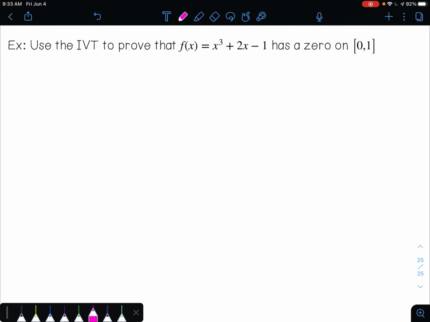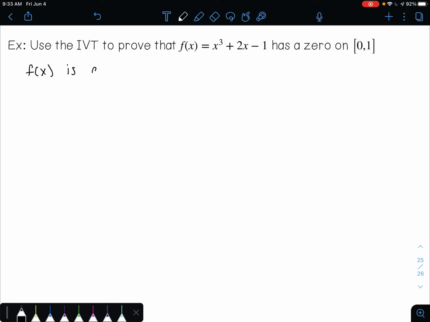So let's put it to the test here. One great way to use the IVT is to show that a function has a zero, and it's especially great for functions that you can't solve algebraically, but you need to know that maybe there's a zero in between those two points. So we're going to use the intermediate value theorem to prove that f of x equals x cubed plus 2x minus 1 has a zero on 0 to 1.